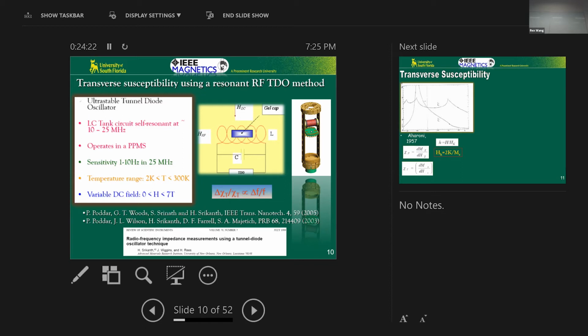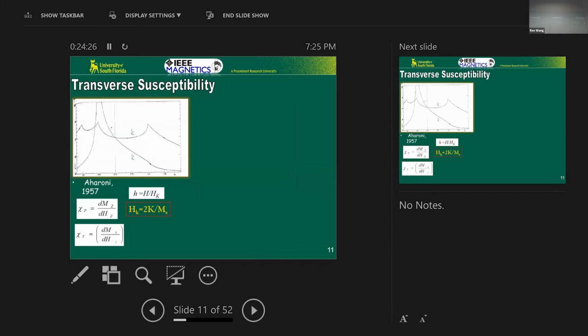All right, so now why transverse? Why do it crossed field? Why do it this way? It turns out that we were motivated by a very old paper by a theoretical physicist from Israel, Amikam Aharoni, back in 1957. He published this paper in the Bulletin of the Israeli Physical Society.